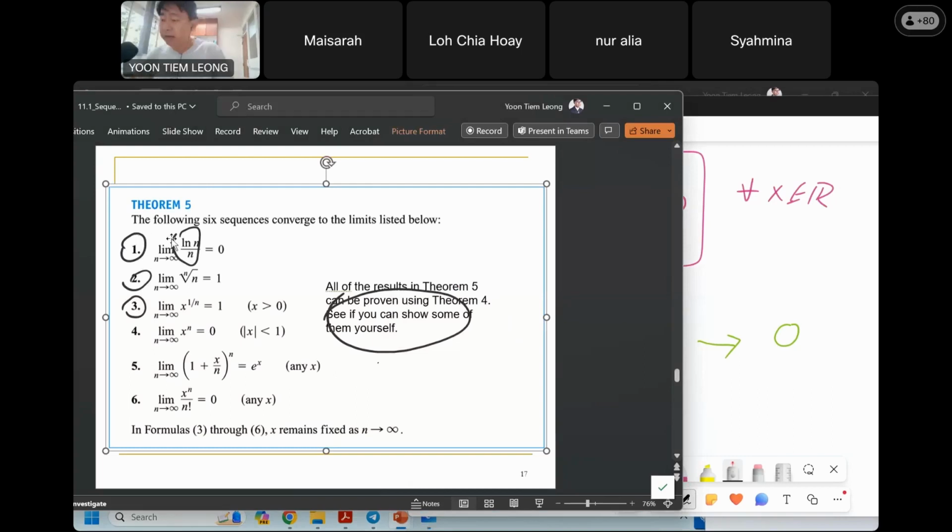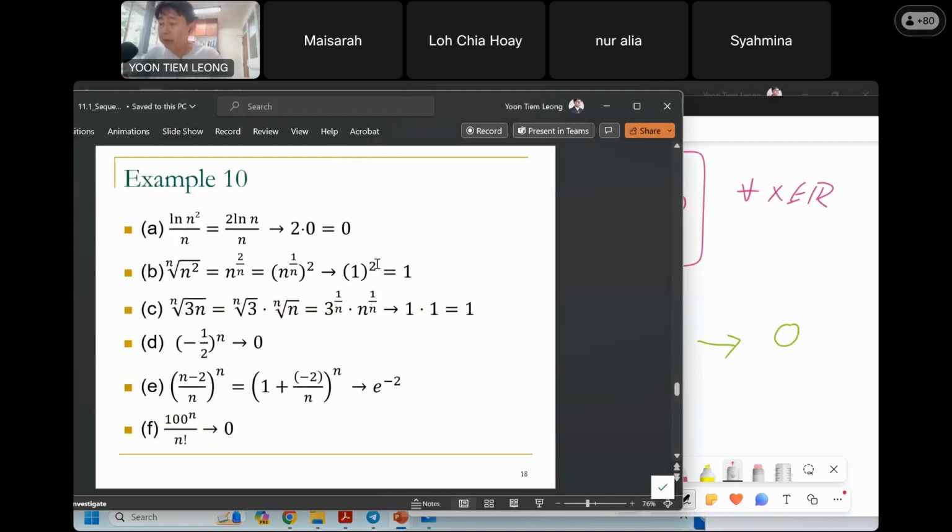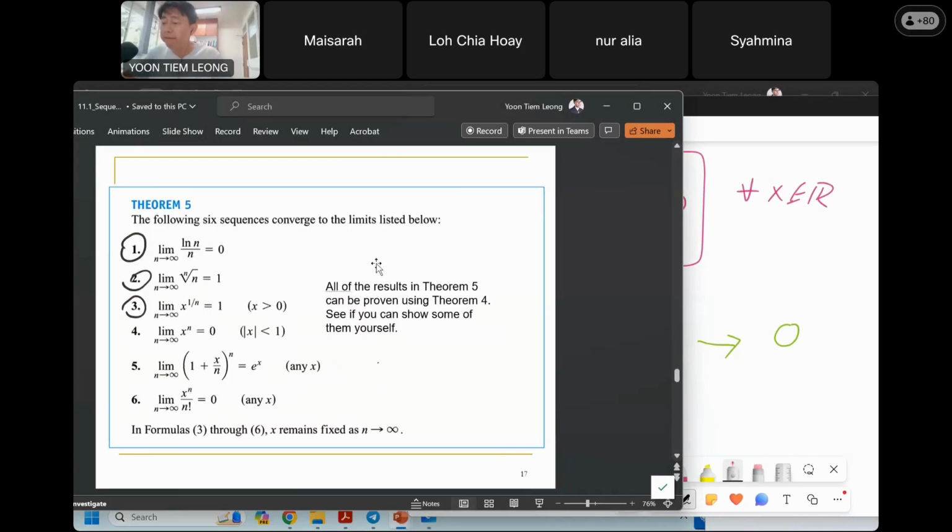So I have to spend a little bit of time to explain to you about theorem 5 because we're going to use these results again in the later part of the chapter. Okay, so these are the examples of the applications of theorem 5.